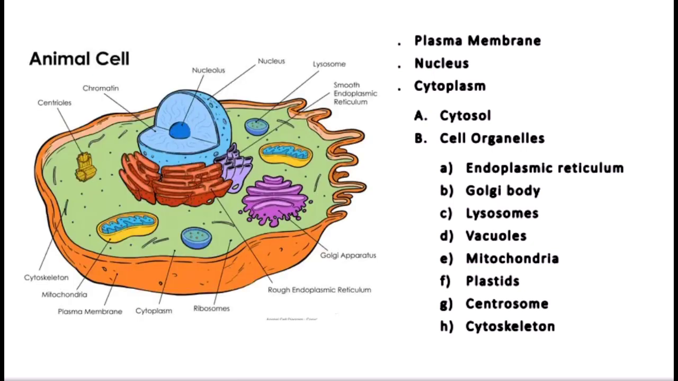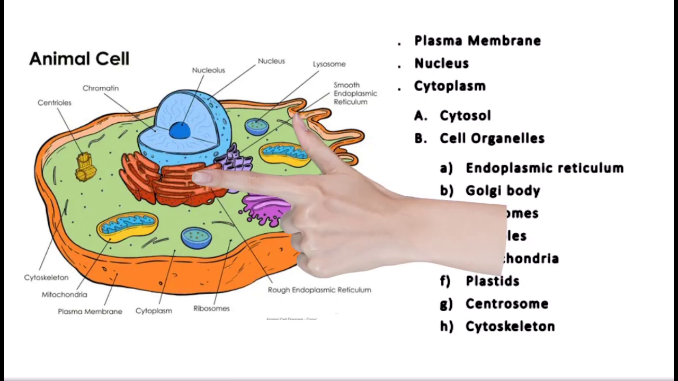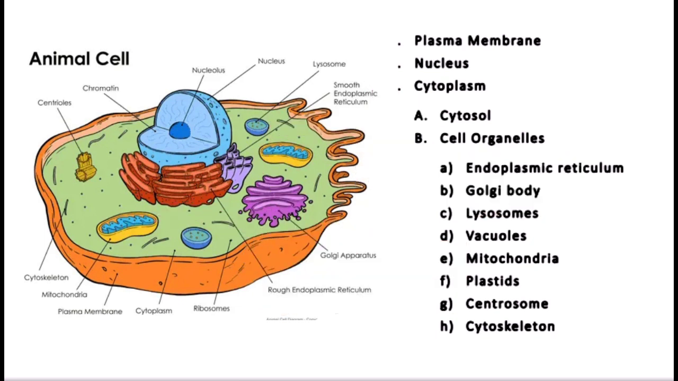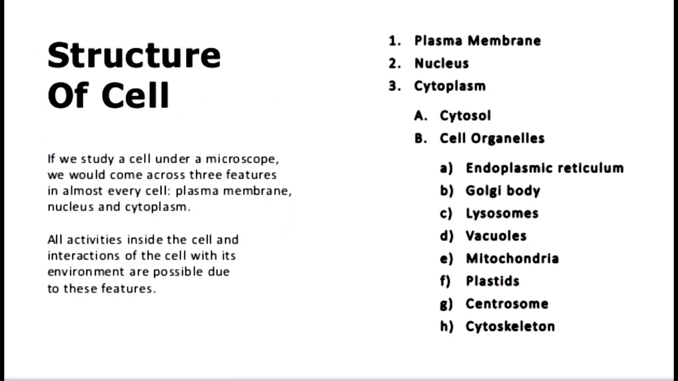In this slide, I have listed different cell organelles. For example, endoplasmic reticulum, Golgi body, lysosome, vacuoles, mitochondria, plastids, centrosomes, cytoskeletons, and many more cell organelles that we have to study in this video. We have to study the location, structure, and function of each and every cell organelle. Therefore, we can say that each cell consists of three essential parts: number one, cell or plasma membrane, number two, nucleus, and number three, cytoplasm. The cell organelles are located in the cytoplasm of a cell. Let us now understand each part in detail.